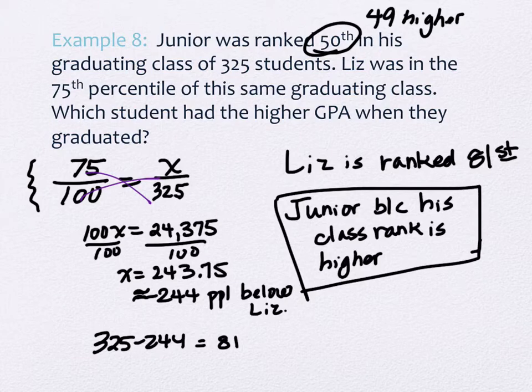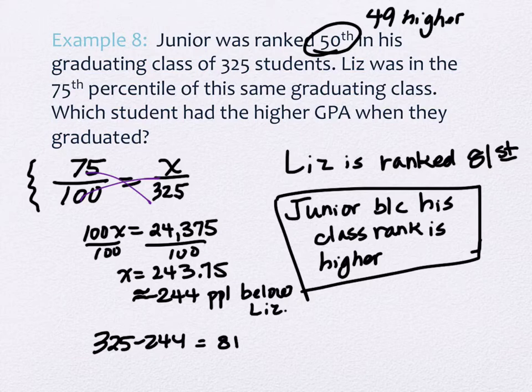The other way that I could have dealt with it is that I could have changed Junior's information instead of changing Liz's information. So if I wanted to change Junior's information, what would I have done? Say it louder. Yes. Or I could have done the 275, which would be 325 minus the 50, to compare again from the bottom perspective compared to the top, because one of them is measuring from the top down, the other one's measuring from the bottom up. But yeah, I could have worked on changing Junior's into his percentile ranking instead of his class ranking to make that comparison.